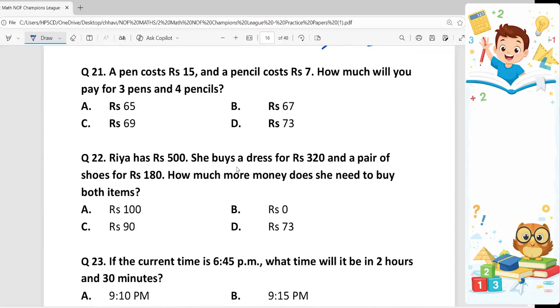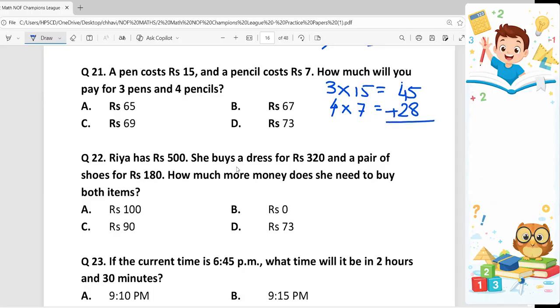21st. A pen costs rupees 15 and a pencil costs rupees 7. How much will you pay for 3 pens and 4 pencils? See, 3 pens costing 15 rupees and 4 pencils costing 7 rupees. So let's find the answer. 15 threes are 45, and 7 fours are 28.